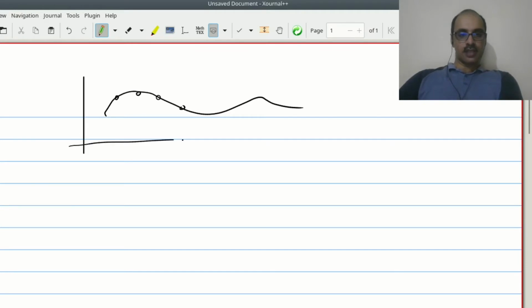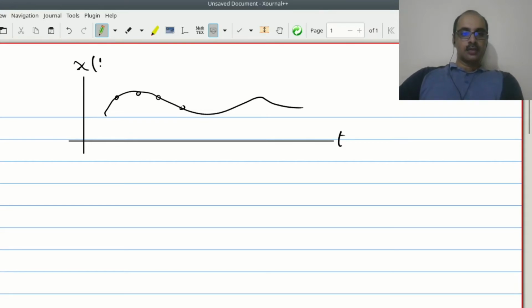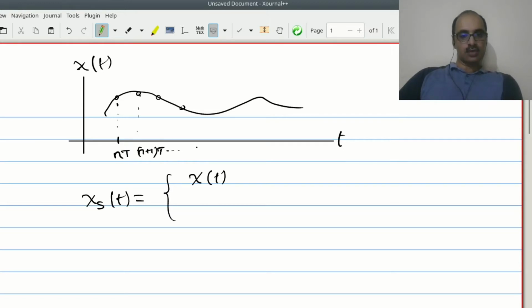Let's call this x of t. The issue with calling the sampled version of x of t as just this, x_s of t, is that it is actually x of t, let's say, when we are sampling at regular intervals, this is nT, n plus 1 T, and so on. When t is equal to nT, and 0 otherwise.